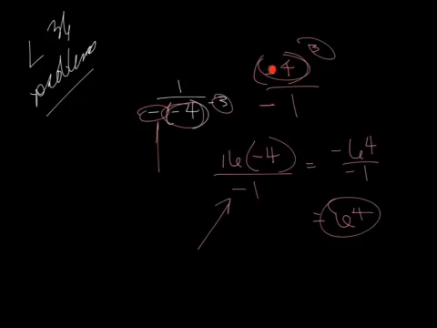Then I took negative 4 times negative 4 times negative 4. Negative 4 times negative 4 is positive 16, because it's in the parentheses, so the negative times the negative is a positive, times the negative 4 again. So 16 times negative 4 is negative 64, and this negative 1 stays there. Negative over negative is a positive.